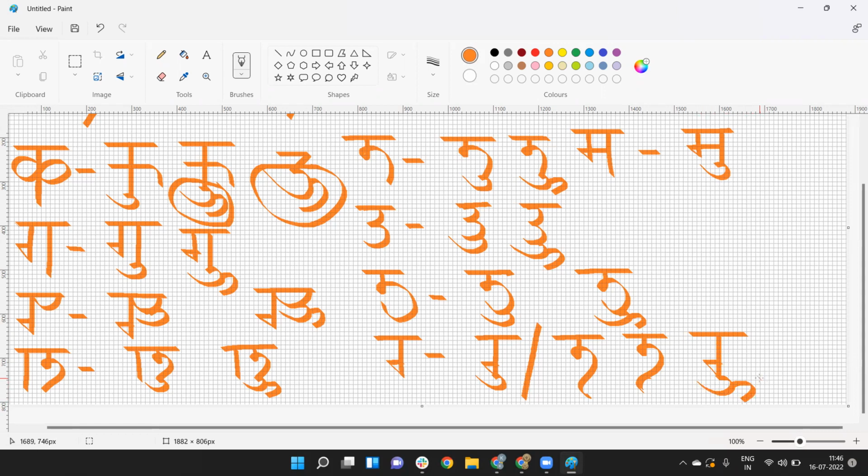Ma'am, could you please slow down a bit? Sure, no problem. I'll go a little slow. And can we change the color of the different matra in the next one, like oo?